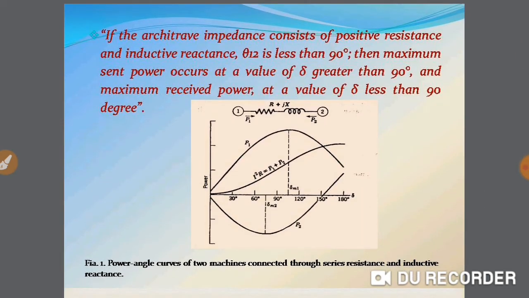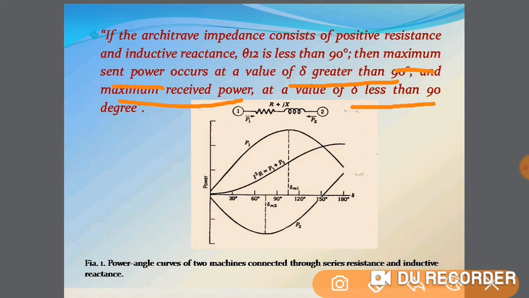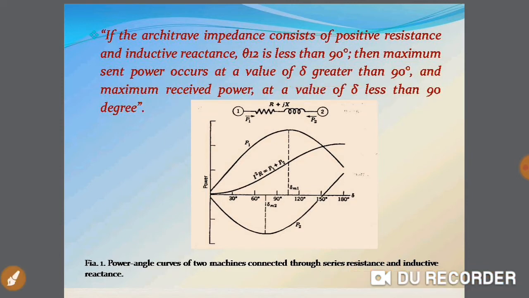Here, we are going to consider the positive resistance and inductive reactance of the system with theta 12 less than 90 degree, and the maximum sent power will occur at a value of del which will be greater than 90 degree. Also, the maximum received power will be at a value of del which is less than 90 degree. So, the two points to be taken into consideration here are that maximum sent power will always occur at del greater than 90 degree, and maximum received power will occur at a value of del less than 90 degree.